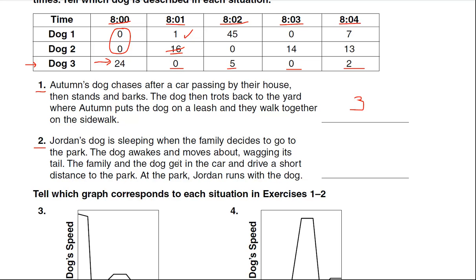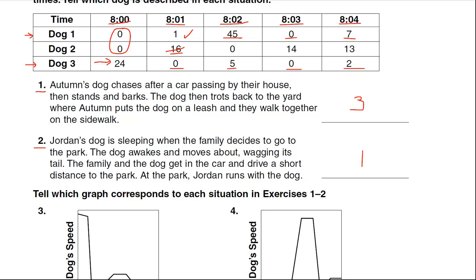Let's continue. The family and the dog get in the car and drive a short distance to the park. I think it's dog 1, because driving a short distance, the dog's not moving, but the dog is in the car that's moving, so I guess the dog is actually moving. So going 45 miles an hour, going pretty fast in the car. At the park, Jordan runs with the dog. So at the park, they get out, they leash the dog, and then they go for a run. So the correct answer would be dog number 1.